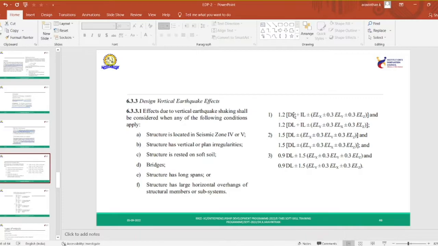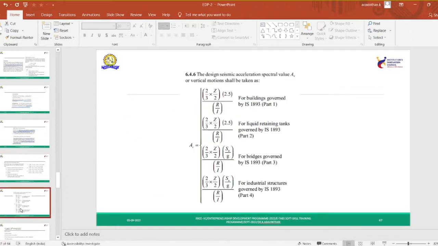So what is the predominant direction of action of force? In the rest of the directions, you have to take 0.3 of the forces. So these things will be calculated automatically. In manual calculation, you can find vertical acceleration by using this formula.